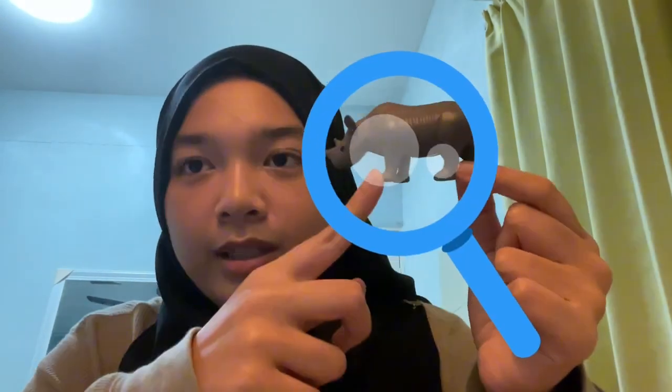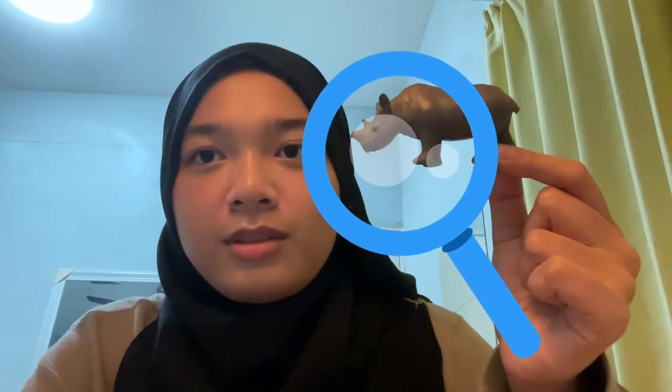To solidify my description, I would have to bring my presentational tool, which is a 3D model of a rhinoceros. So I would pass this around to the audience so that they can have a closer look at how a rhinoceros truly looks like.